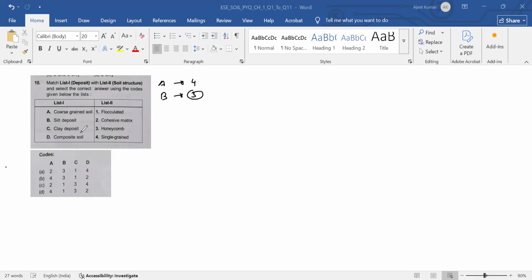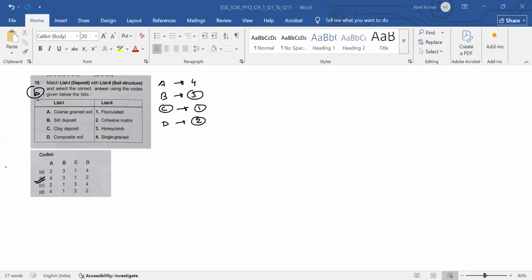Clay deposits will match with flocculated structure, so C matches with 1, and D is composite soil. Composite soil is cohesive matrix, so this is 2. So 4, 3, 1, 2. B will be the answer for this question. Okay, let me explain all these options A, B, C, and D.